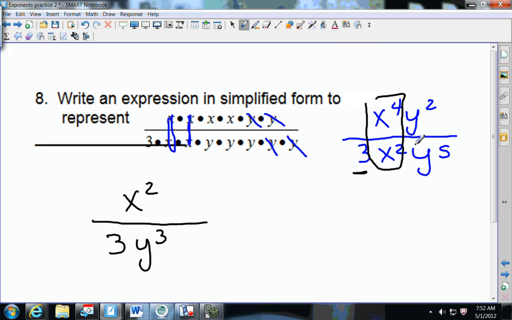If I wanted to write this another way, what coefficient number is up here if there's not one written? A 1. This could be written 1/3. You look here, and I've got 4 minus 2, which is x squared. And then what is 2 minus 5? It should be y to the negative 3. This could be written this way as well. We don't know which way they'll write them, and either way is correct.